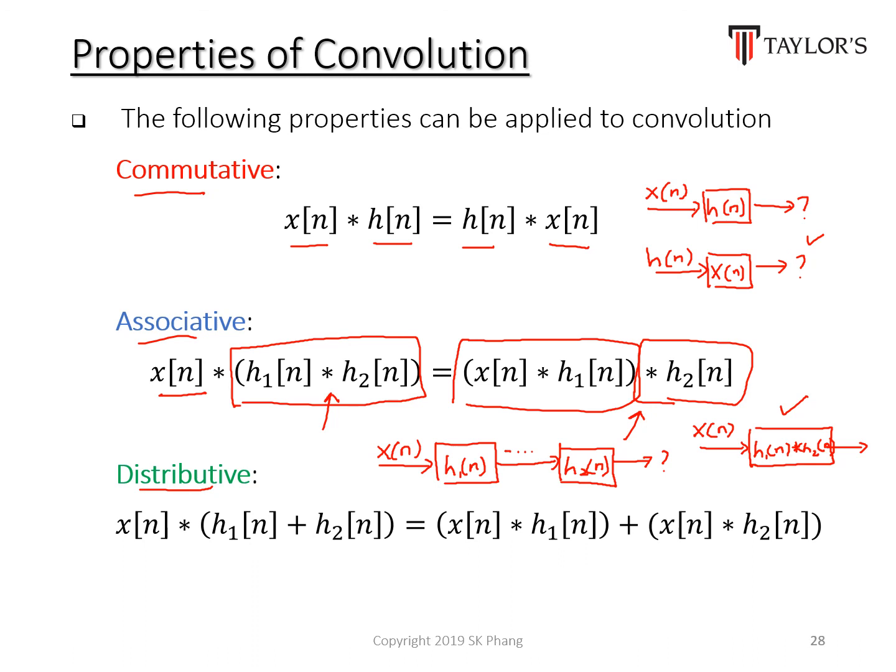And finally, look at the distributive law. It says that x[n], your signal, convolutes with the addition of two systems added together, is equivalent to the convolution of the signal with the first system plus the convolution of the signal with the second system. So they are the same.